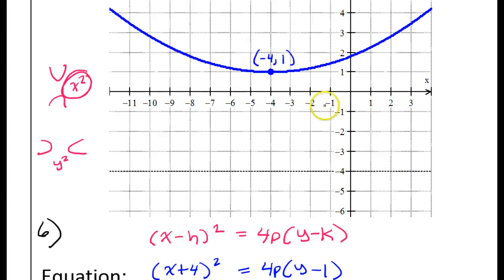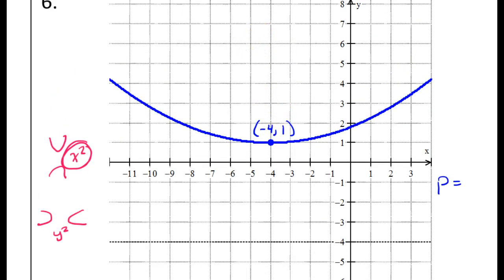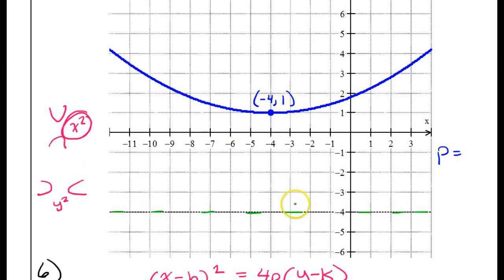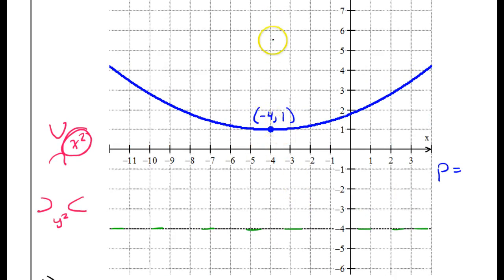Well, the p value is going to be the distance from the vertex to the focus. Now they didn't give us the focus, but what they did give us is the directrix. Do you see it down here? See this dotted line? This is the directrix. This is useful because the focus should be the same distance in the opposite direction. So let's see. What is this distance right here? Well, it's 4 down and 1 up. So that's a total distance of 5. So if I do that same distance above the vertex, that's where the focus should be. So the focus should be right here.